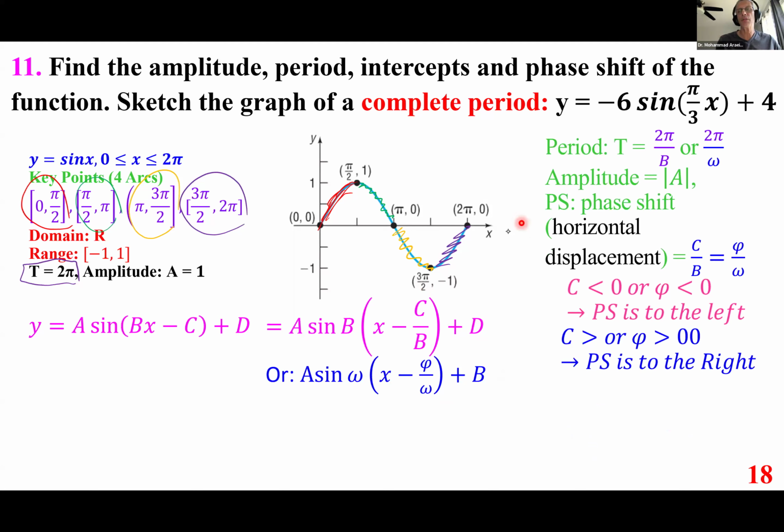So the period T is 2 pi divided by the coefficient of x, b. You can say 2 pi over b or 2 pi over omega. Amplitude is the absolute value of a. PS, short for phase shift. Horizontal displacement is this. If you have a negative sign, it is c over b or phi over omega. If you have a positive sign, it's the negative of that. So you negate that. If c is less than 0 or phi is less than 0, phase shift is to the left. If c is positive or phi is positive, phase shift is to the right.